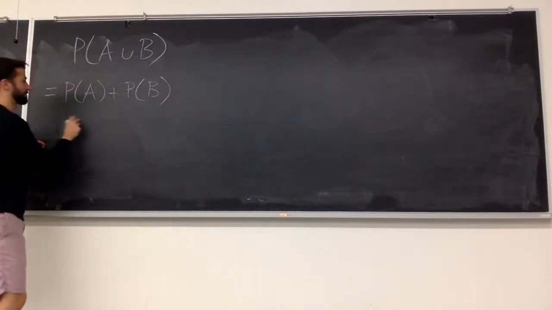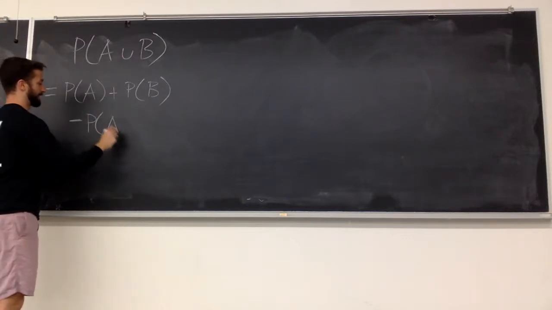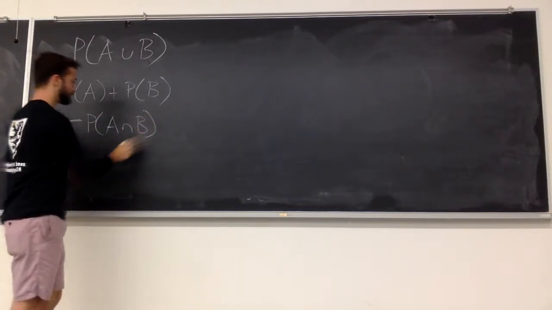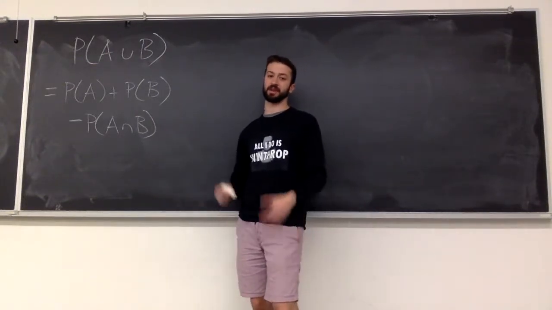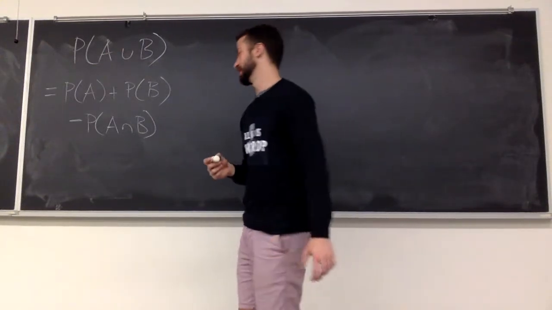The weird part is we have this minus the probability of the intersection of A and B. Remember, intersection means both A and B occur. This is the part that's kind of tricky. We're not totally sure what it means, and that's what we're going to try to address here.